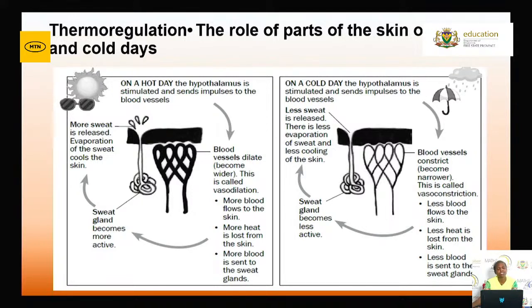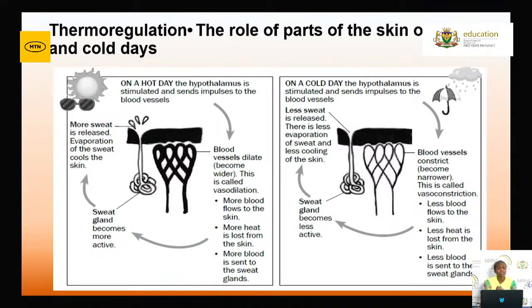And then vasoconstriction again. When it is cold, the blood vessels constrict. Please, they don't contract. If you write that they are contracting, you will get a 0 mark. They constrict, and then it leads to vasoconstriction.